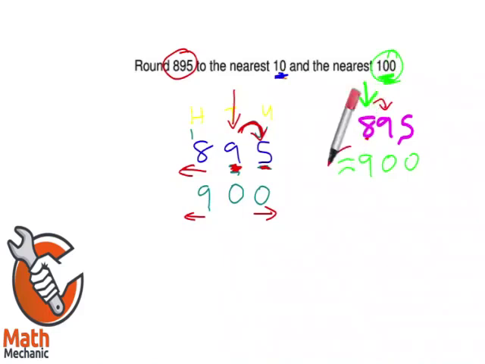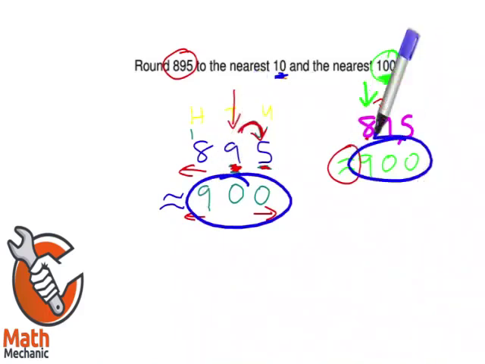And you'll notice I put those little curly equal signs in, and that is because we rounded the number. So I'm going to have to do the same over there. And then you'll notice that the number 895 rounded to the nearest 10 and the nearest 100 gave us the same answer in both cases. That's just coincidental. It doesn't happen all the time, but in this case, it did.